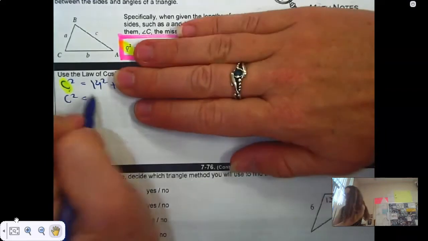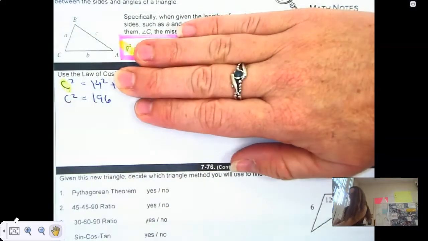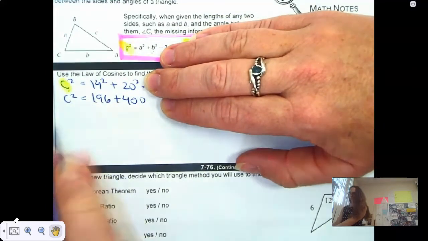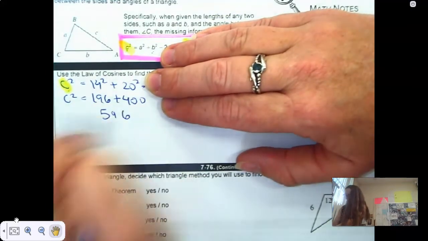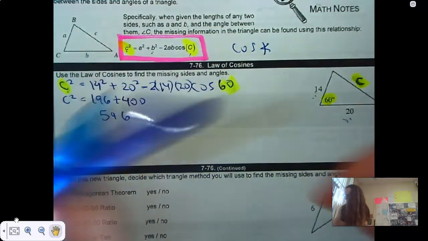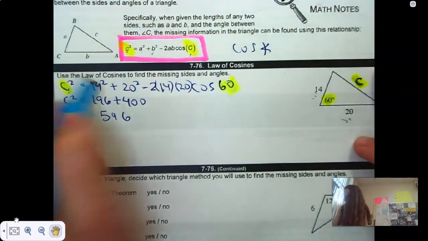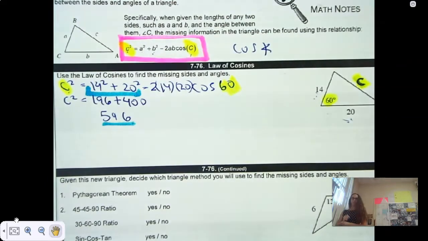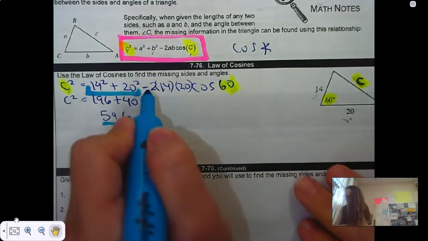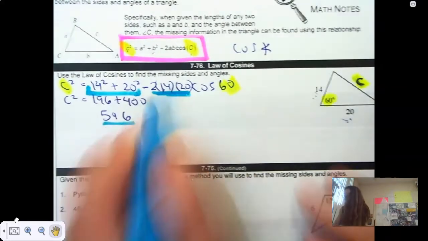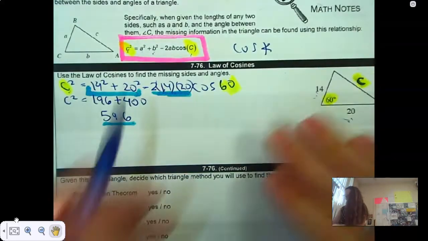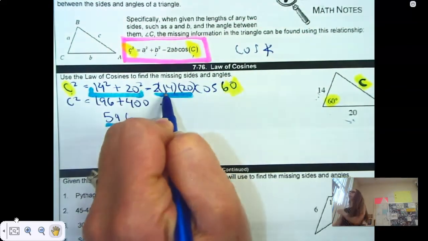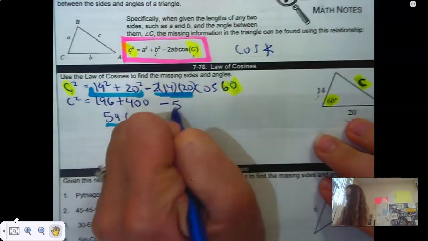I pick up my calculator and I go 14 squared. Pick up my calculator and I go 20 squared. I add those up and that's 596. So the first thing I do, and I'm doing this because I know you're going to mess up if you don't organize it like that, all of that equal to that. Now what I do is I multiply all of this. 2 times 14 is 28, 560.